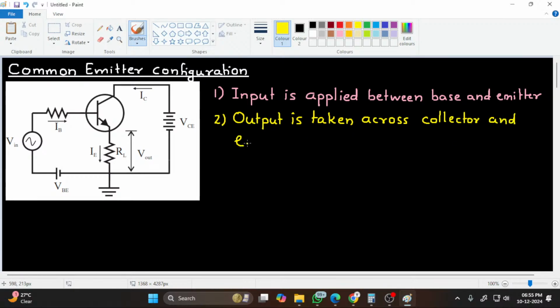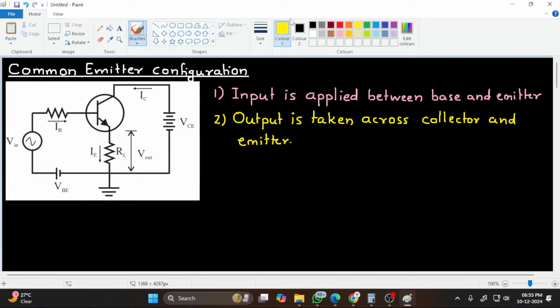So this is common emitter configuration. The common emitter amplifier configuration to be discussed later produces highest current and power gain of all these transistor configurations, mainly because input impedance is low as it is connected to a forward biased PN junction.